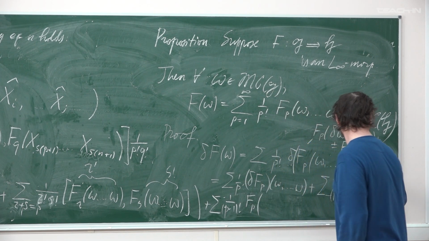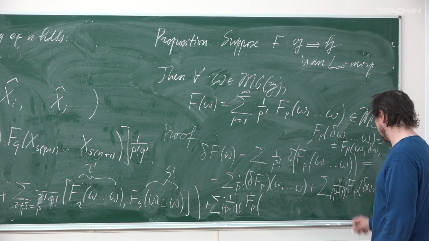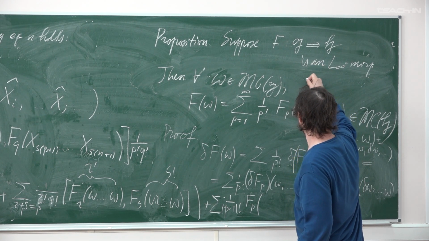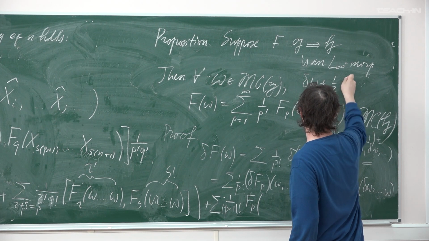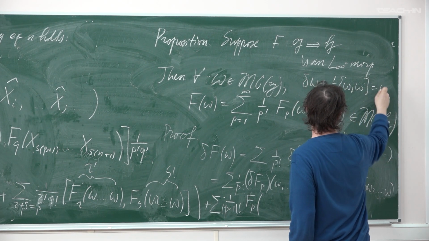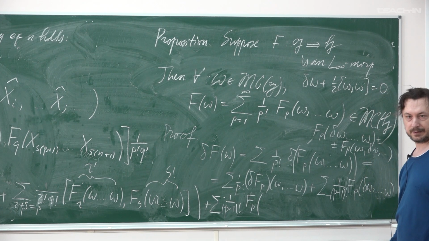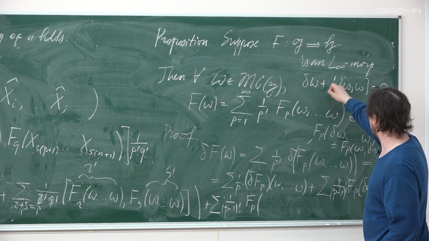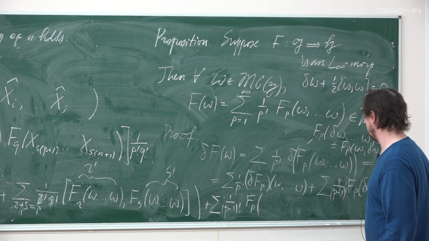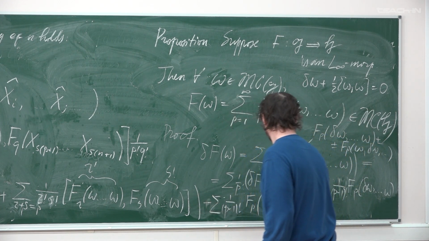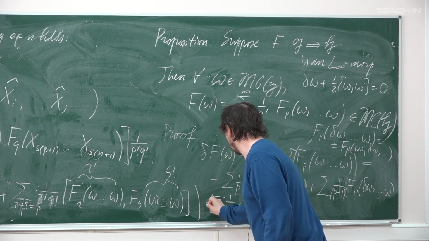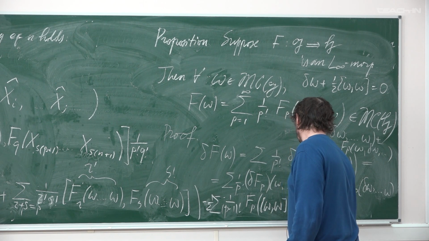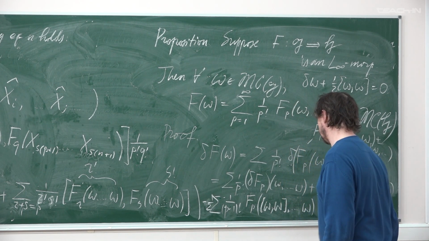And here, instead of delta omega, I can write something different. Since you remember that omega verified the Maurer-Cartan equation, so delta omega plus 1/2 of omega comma omega is equal to 0. Right? So instead of this delta omega, I can write minus 1/2 omega comma omega. So it's minus 1/2 omega comma omega, and all the rest are composed of omegas.